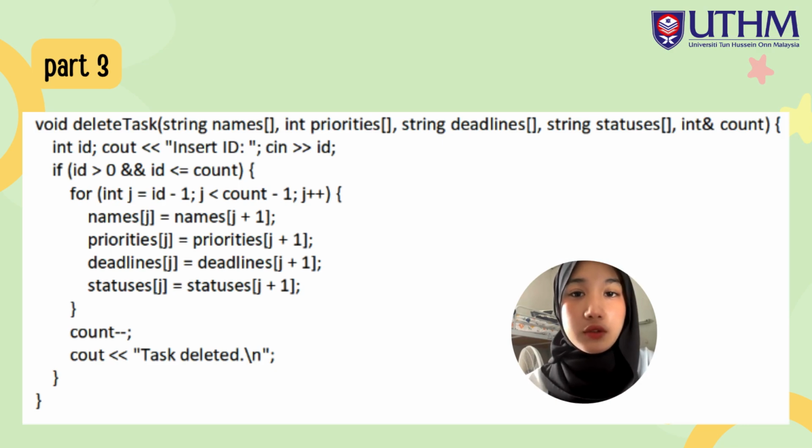So next, I will explain the function of delete task. This function is used to remove a task from the to-do list based on the ID entered by the user.